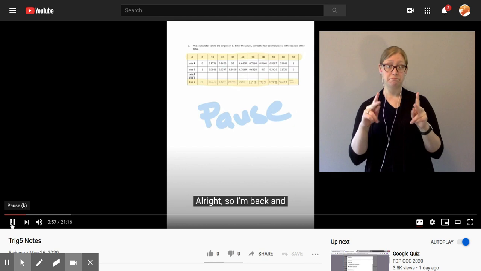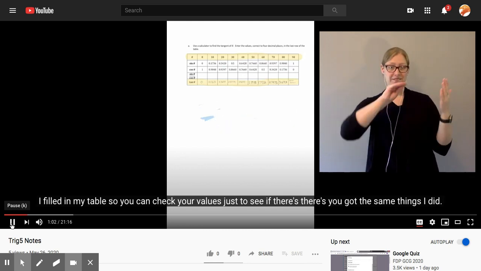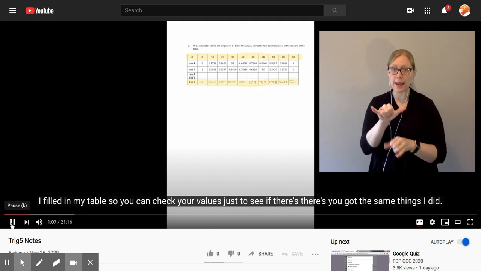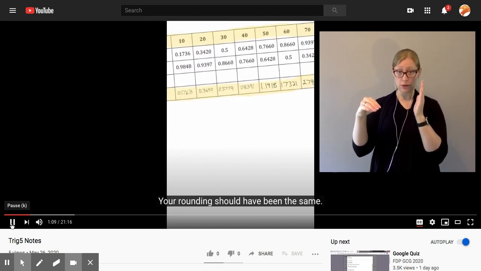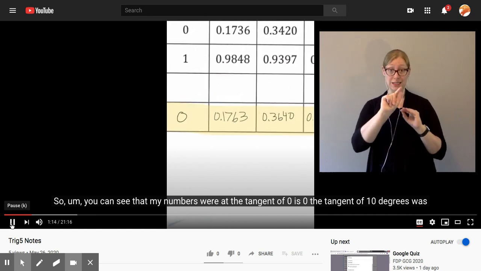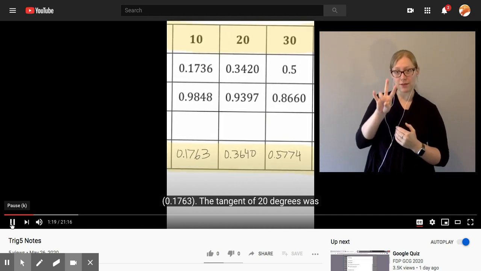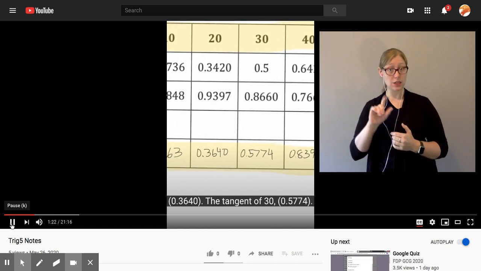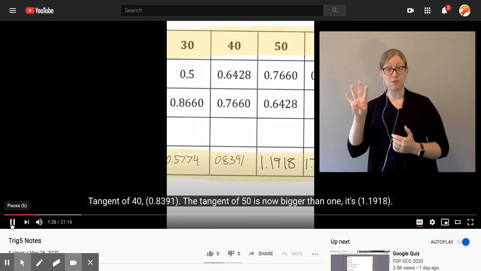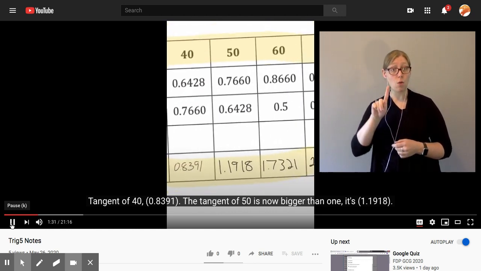All right, so I'm back and I filled in my table, so you can check your values to see if you got the same things I did. Your rounding should have been the same. The tangent of 0 was 0, the tangent of 10 degrees was 0.1763, the tangent of 20 degrees was 0.3640, the tangent of 30, 0.5774, tangent of 40, 0.8391, the tangent of 50 is now bigger than 1.